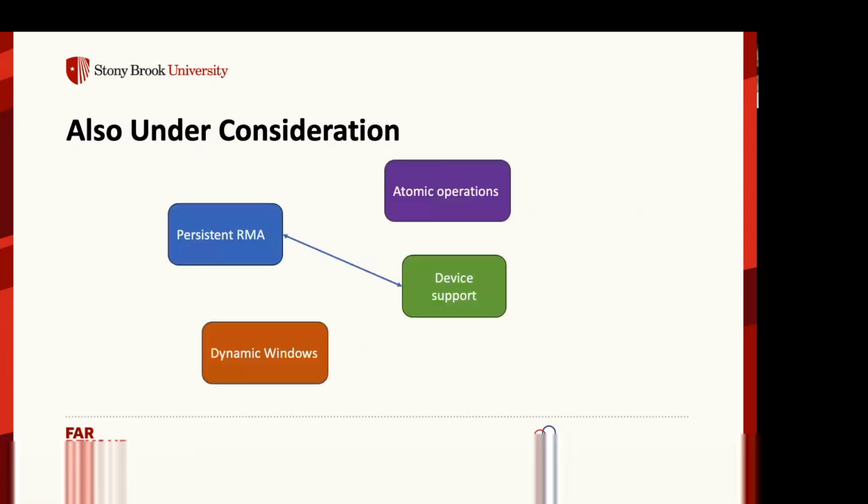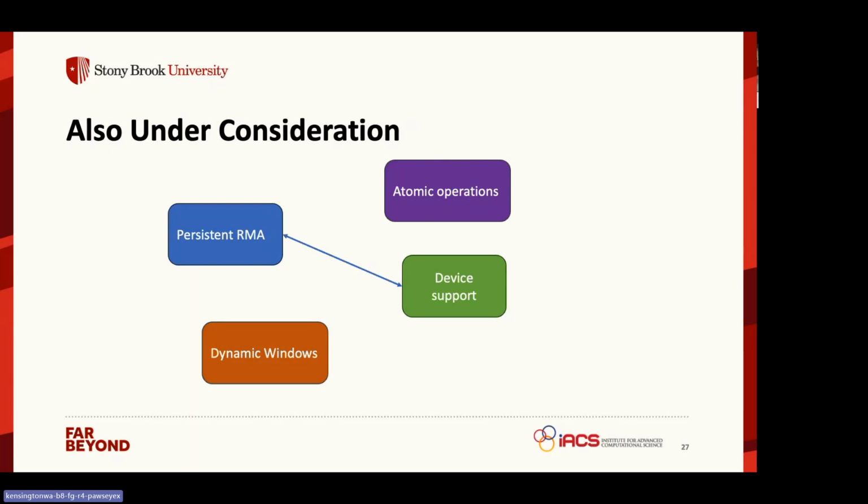We also, there could be an interesting interplay between persistent batches and device support. So if you describe your operations up front, you just push that batch to the GPU and then trigger it once. That's very efficient, right? We can do that very nicely because we can set up all the network descriptors and then just ring a doorbell on the NIC.